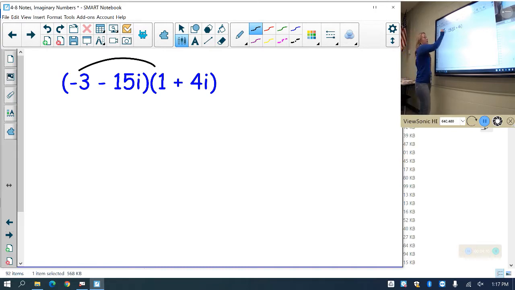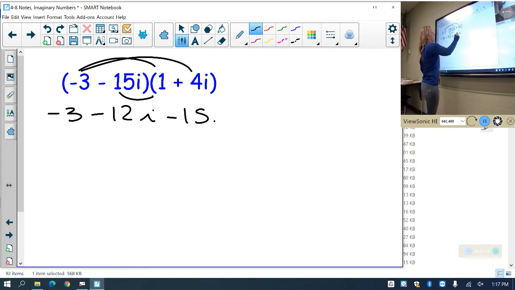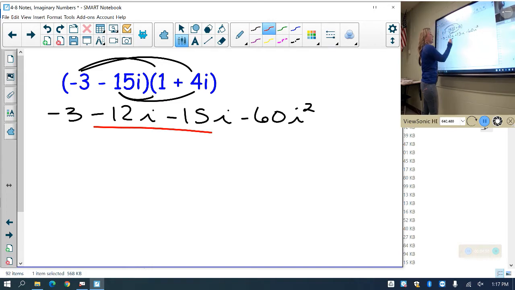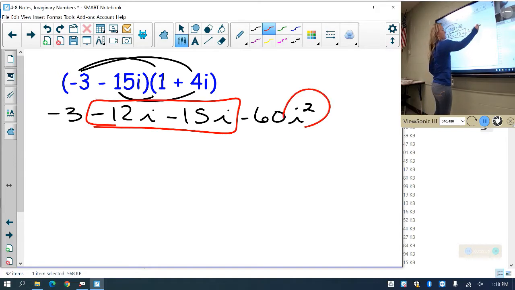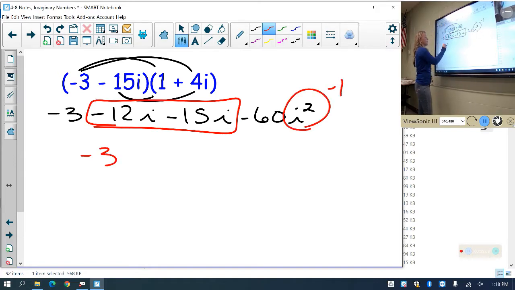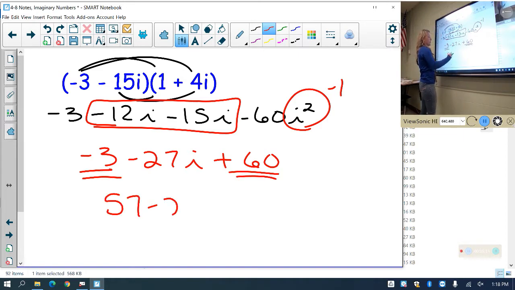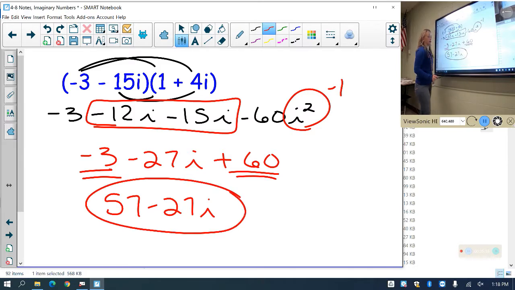Next, another FOIL problem. Go ahead and FOIL. So I have negative 3. Negative 3 times 4i is minus 12i. Negative 15i times 1 is negative 15i. Negative 15i times 4i is negative 60i squared. Combine like terms and change your i squared to negative 1. Negative 3 minus 27i plus 60. Negative 1 times negative 60 makes it a positive. Combine your like terms. So I have 57 minus 27i. Final answer.